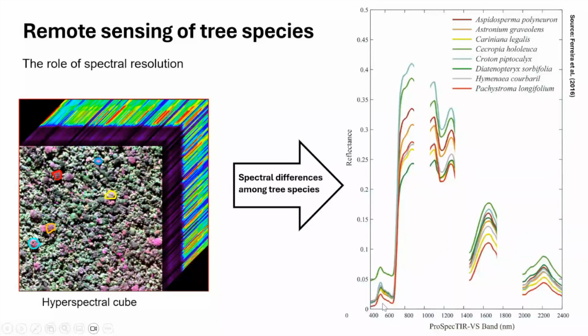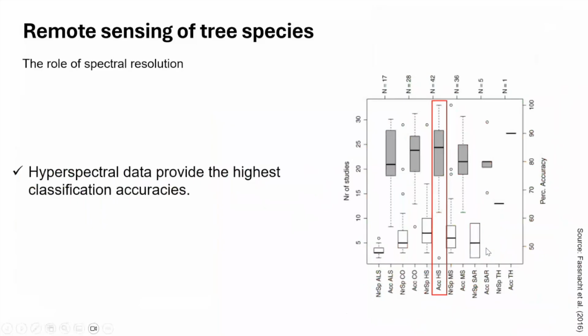Some trees, for example, have a higher concentration of leaf pigments. For example, this red line here, Pachystroma longifolium, has very dark green leaves, and it has a higher absorption here in the red region, and it's related to the amount of chlorophyll that the leaves of the species have. So if we investigate these along the electromagnetic spectrum, we can capture subtle differences of the tree species using hyperspectral data.